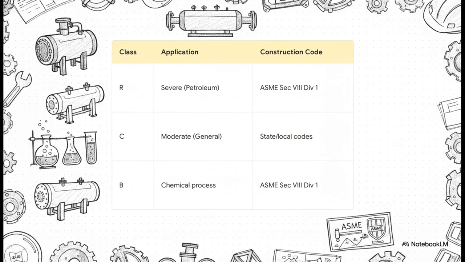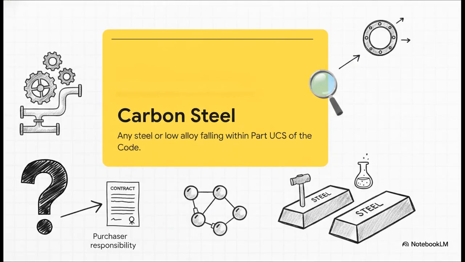State and local codes apply too, of course, but the purchaser actually has to specify the plant location to the manufacturer to ensure total legal compliance. Okay, this next part is absolutely crucial. It's how the standard legally defines its materials. Under RCB 1.14, carbon steel specifically means any steel or low alloy that falls within Part UCS of the code. Literally anything else except cast iron is just considered an alloy unless it's otherwise named.